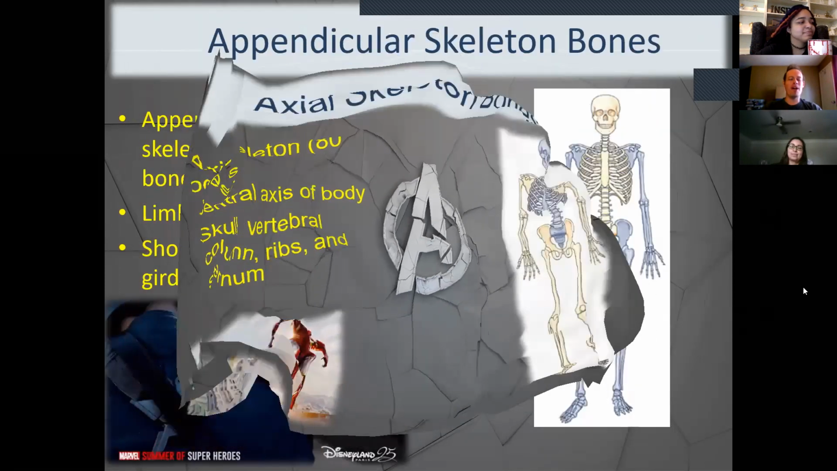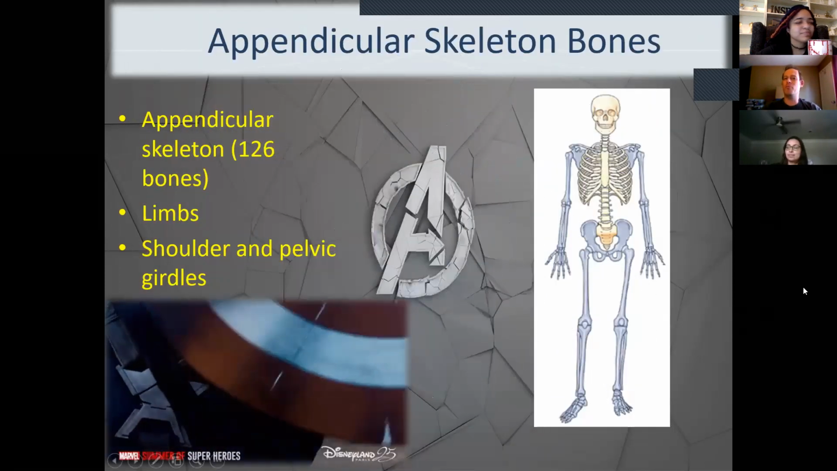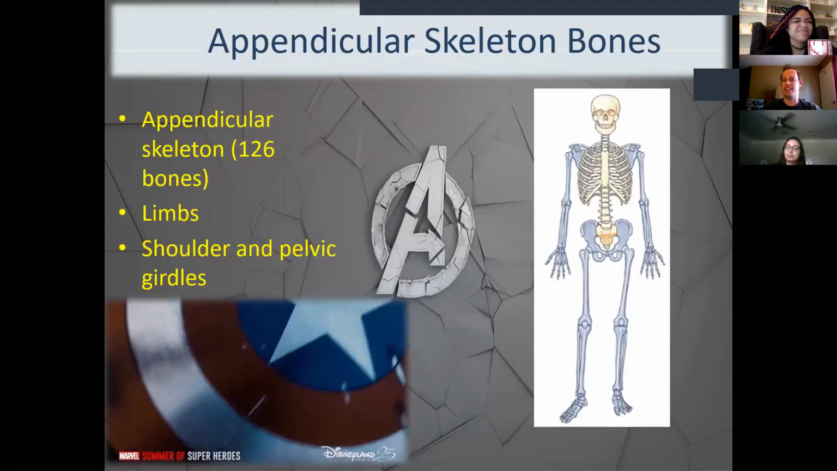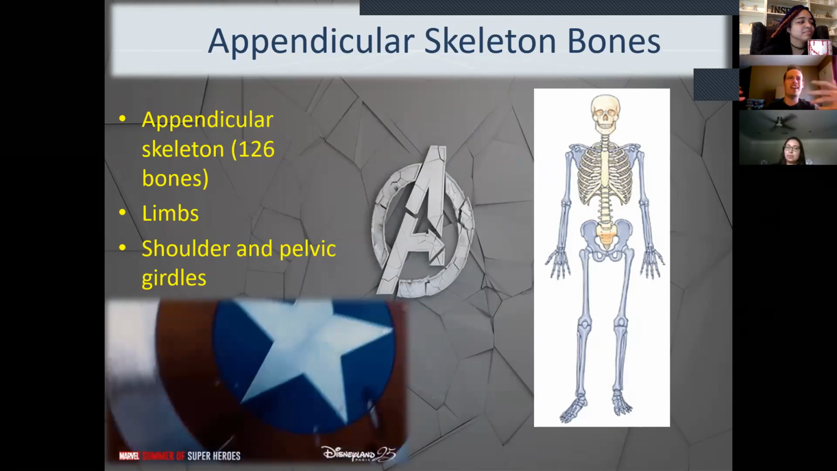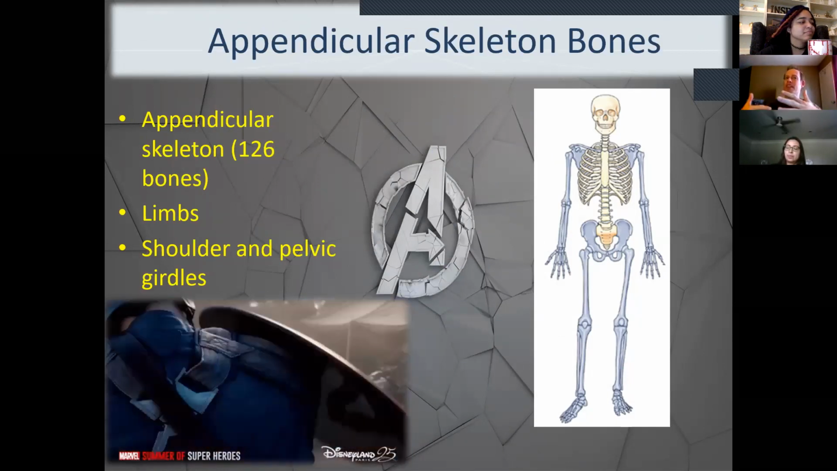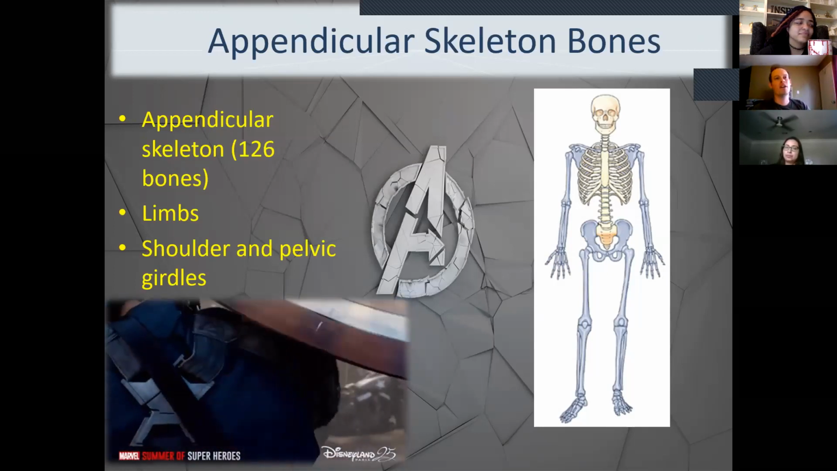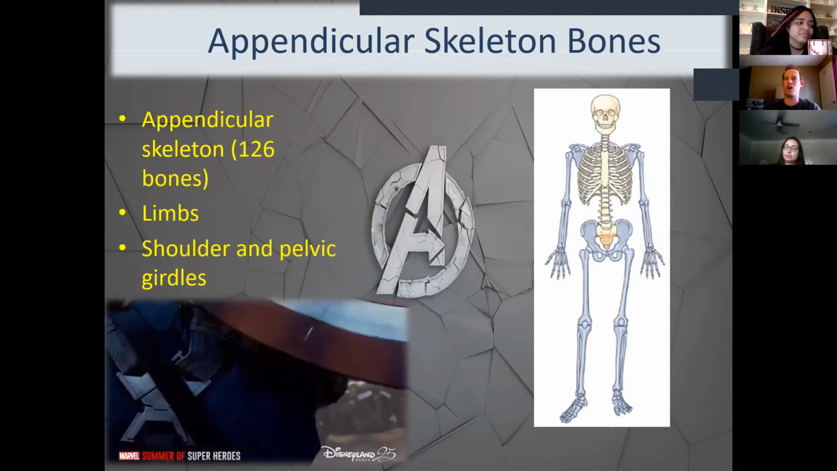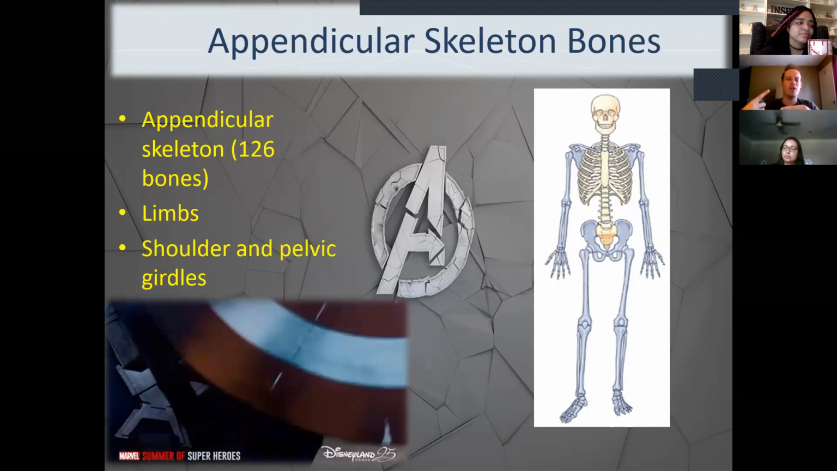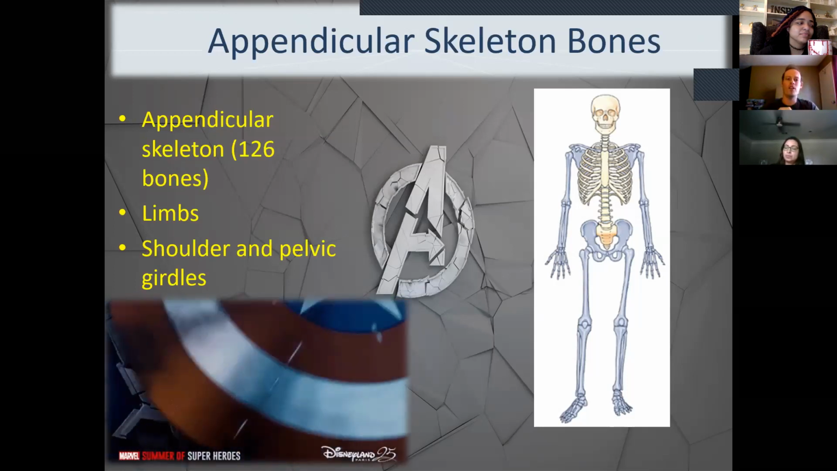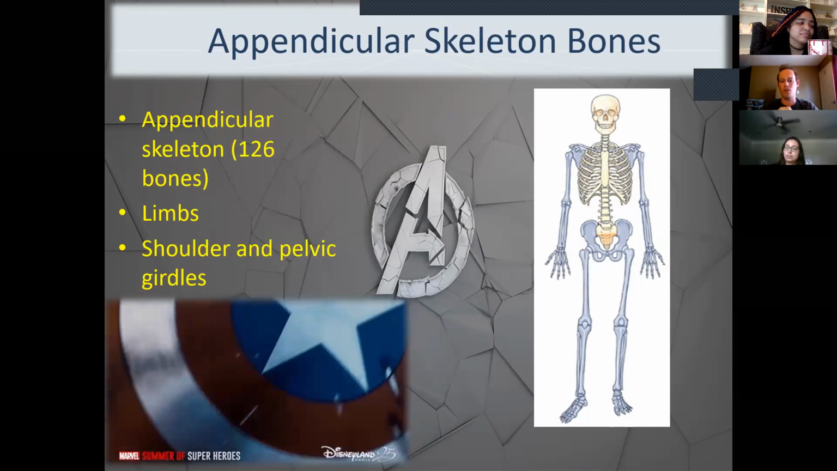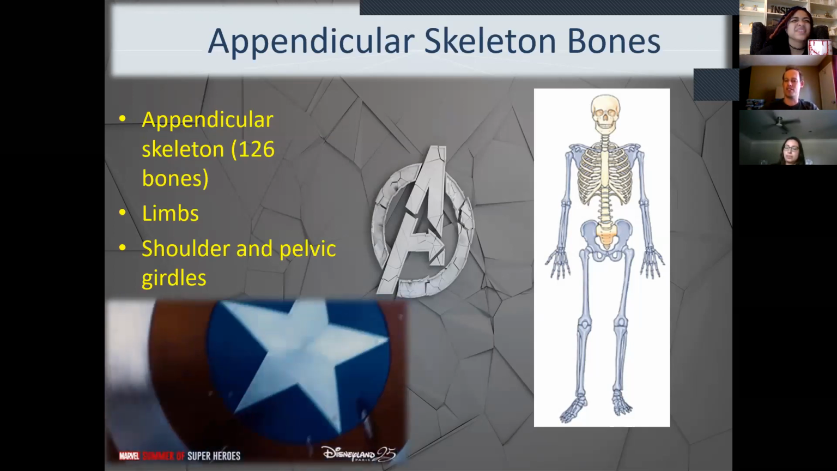All right, so our primary focus this semester, guys, will be the appendicular skeleton, the appendicular skeletal bones. In total, to equal that 206, 80 plus 126, the appendicular skeleton will contain 126 bones total. Once again, remember that number. It's going to come back to you. 126 bones total in that appendicular skeleton.